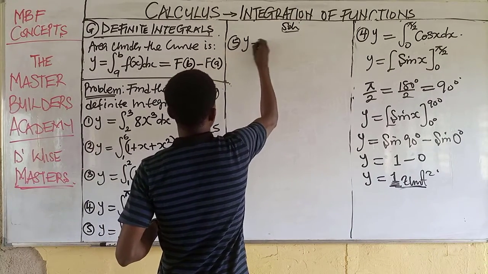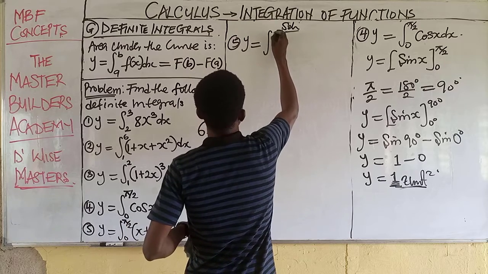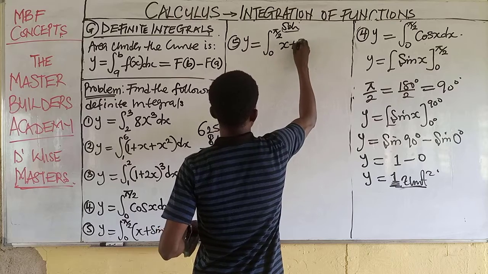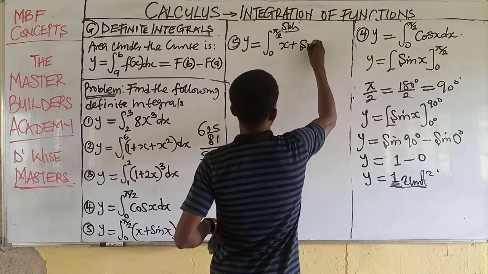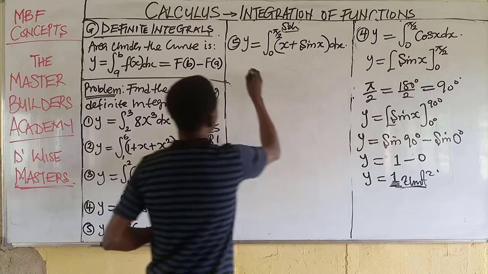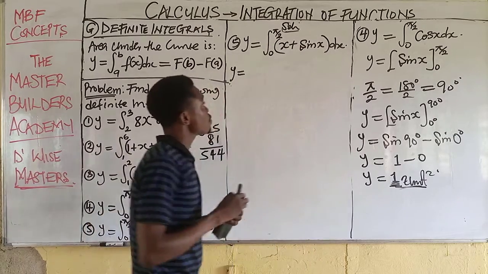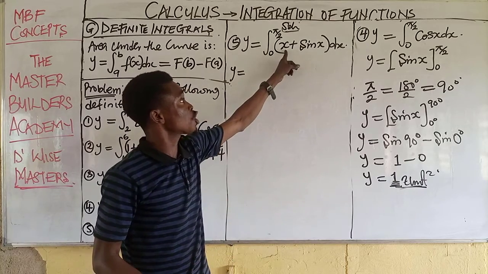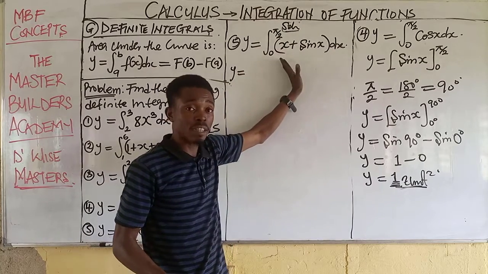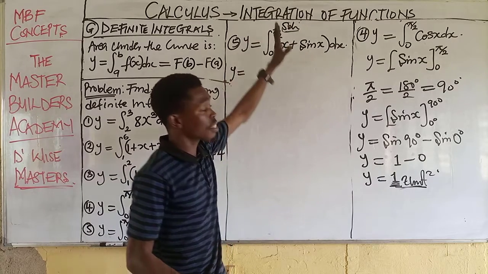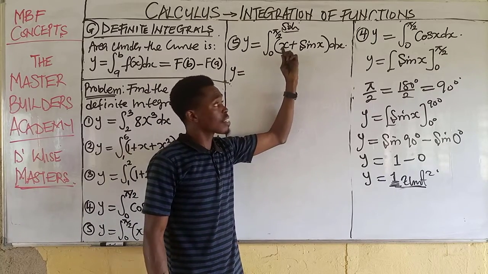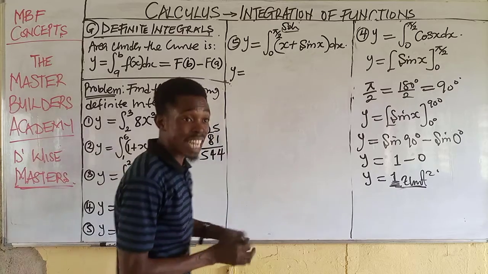5. y is equal to the integral from 0 to pi over 2 of x plus sine x dx. So all we need to do now is to check that the function we have here is a function of linear and trig, and we have to integrate these differently. So I will integrate x and equally integrate sine x with respect to x.